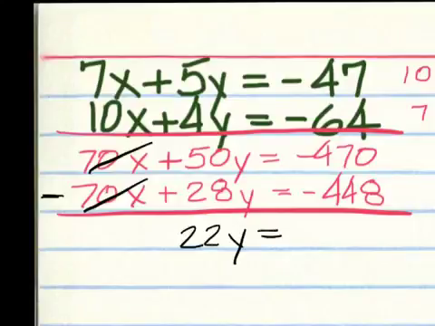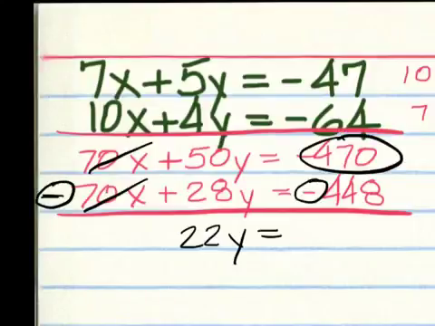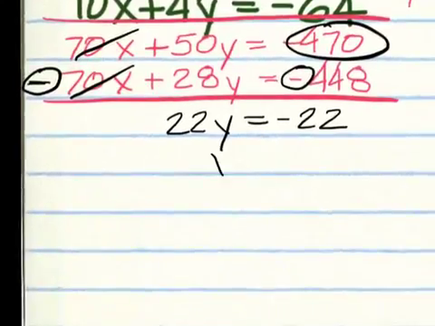and then a negative 470 minus a negative 448 is the same as plus 448. That would be a negative 22. So when you solve it out for y, you'll have negative 22 divided by 22, which is a negative 1.